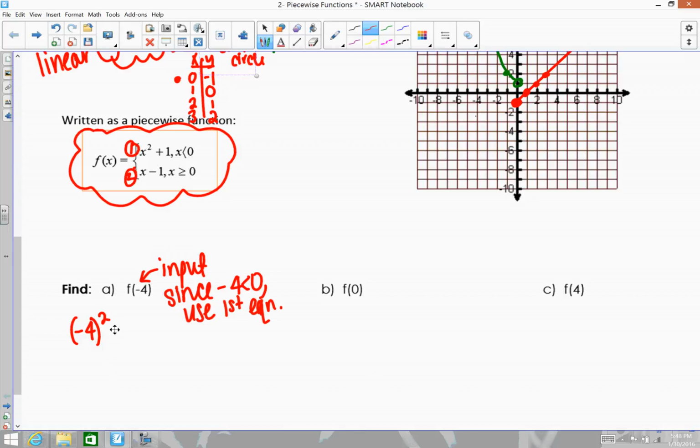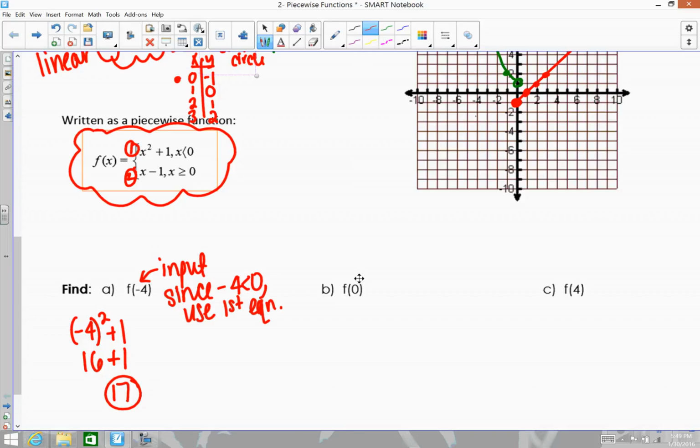So x squared plus 1, so I put parentheses where the x was, so we get 16 plus 1, so you get 17. So it's just like evaluating functions before. The only difference is, since there's multiple parts, you have to decide where this input falls. Under which domain does it fall within?